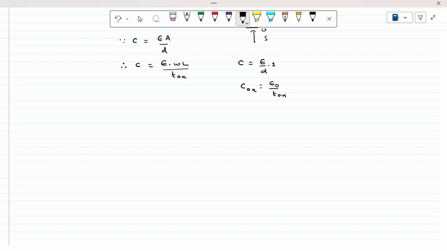So can we fix the unit area capacitance here in this case? It is nothing but epsilon ox. So Cox, can we write like this, into WL? Shall I write like this? Okay.